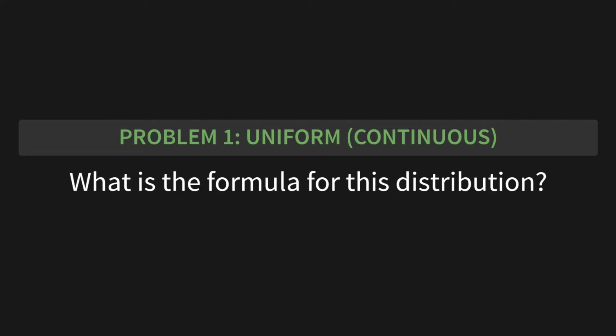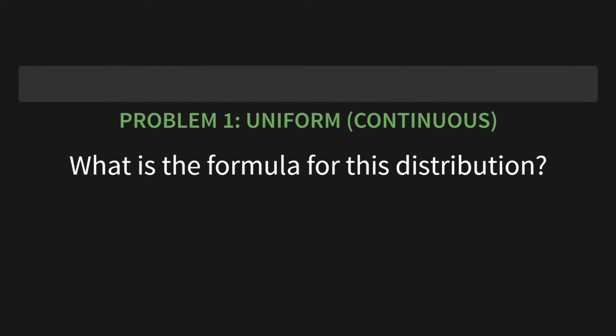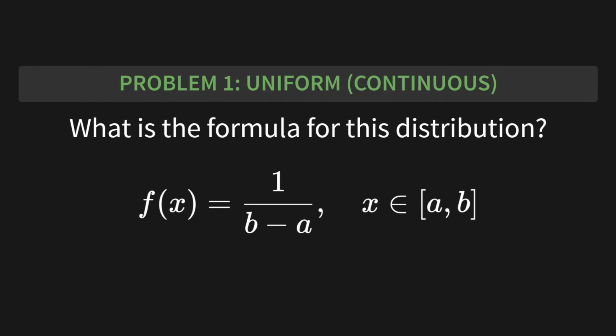Uniform distribution. The probability density function is f of x equals 1 over b minus a for x in the interval a to b.